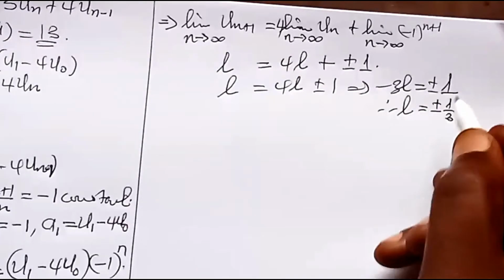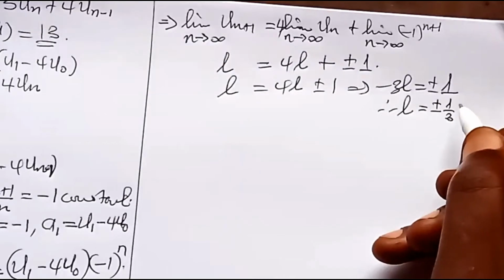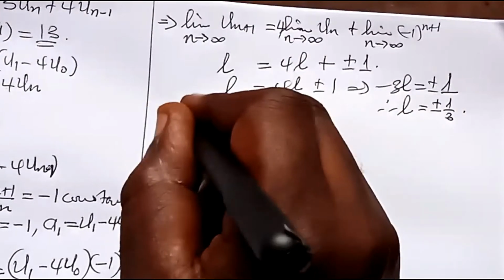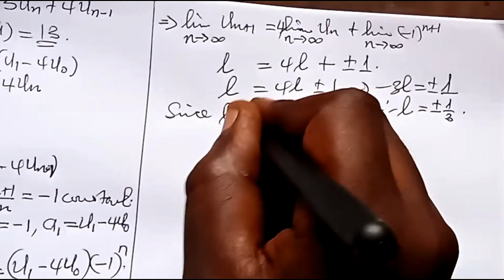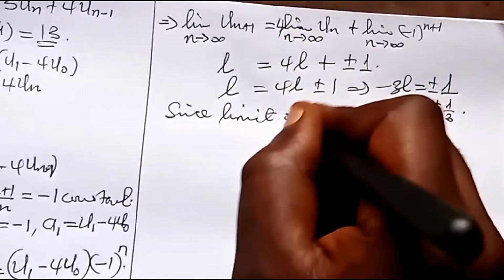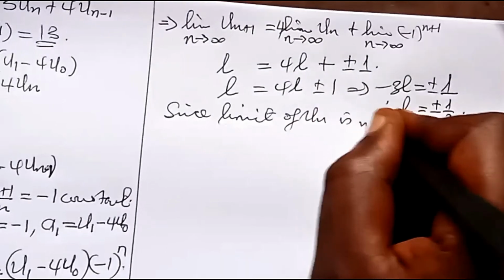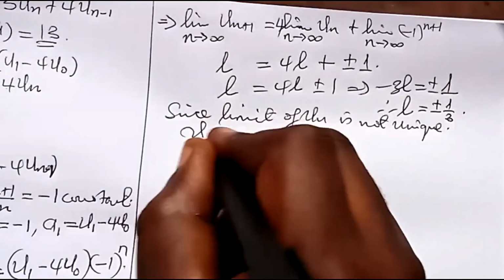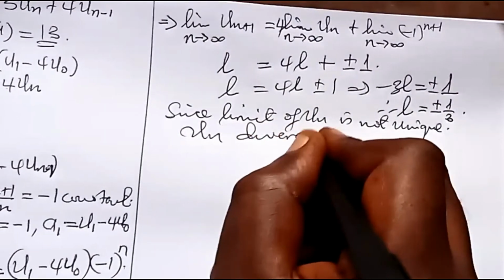For it to give a single limit value, then it is unique, and we conclude that it is convergent. So we say since limit of un is not unique, un diverges.